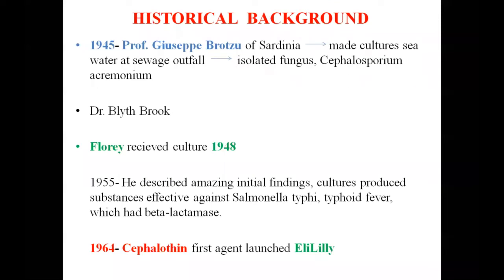And he wrote a letter to which person? He wrote a letter to Florey. You know Chain and Florey, who got the Nobel Prize for discovering penicillin, along with Alexander Fleming. So it's the same Florey, Howard Florey, and he received a letter from Blitherbrook, who was a public health officer in Sardinia. And once he received this letter, Florey came to know that some work can be done on this particular Cephalosporium, and we can get a number of antibiotics.